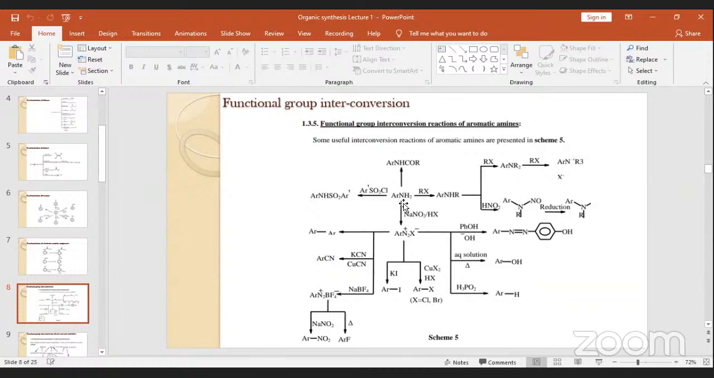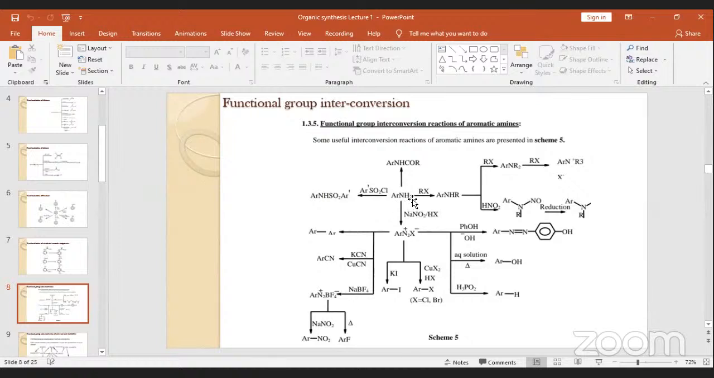That means replacement of NH2 with hydrogen via diazonium salt is possible, using H3PO2. See, this is also one of the very important synthetic reactions, because aromatic anilines can be made very easily. Means nitration followed by reduction. In any aromatic compound you take, you do nitration and then reduction. You will get a corresponding amino aromatic compound.